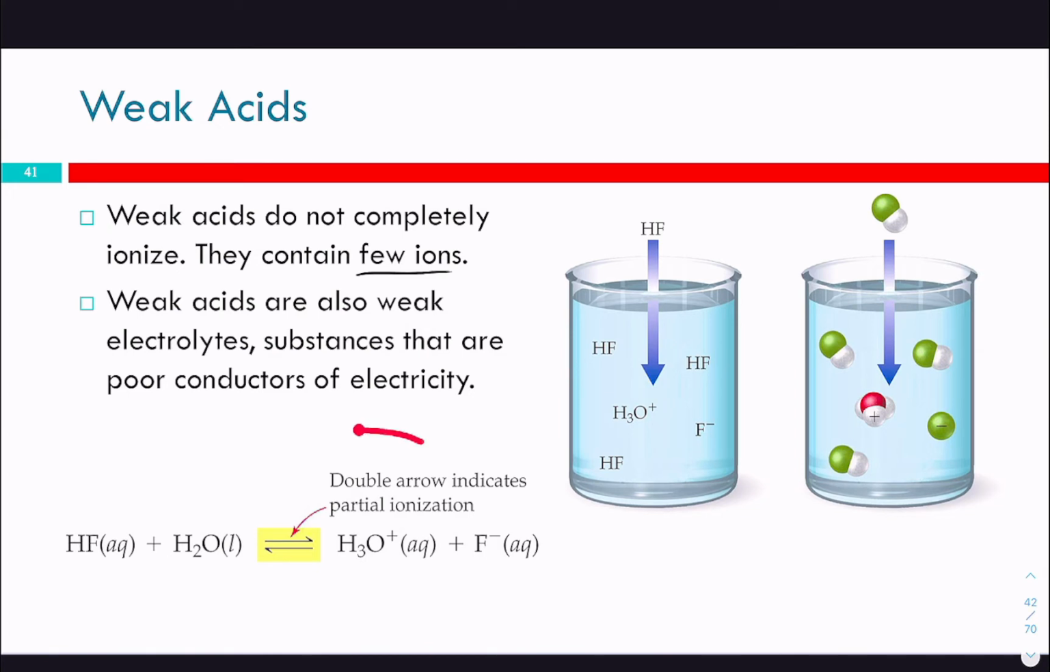The partial ionization that's happening here is because some of the hydrofluoric acid will react with water and lose its proton to become hydronium and a fluoride ion. But then also, fluoride will be like, actually, I want that hydrogen back, and it'll grab it from the hydronium and form water and hydrofluoric acid again. And it does that enough that there are only a few ions in solution.